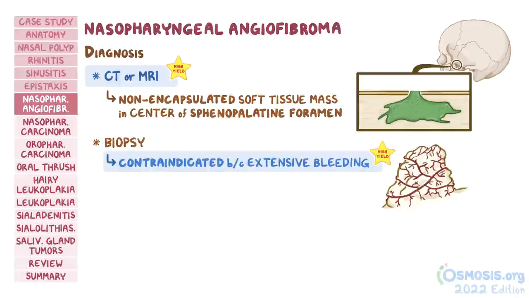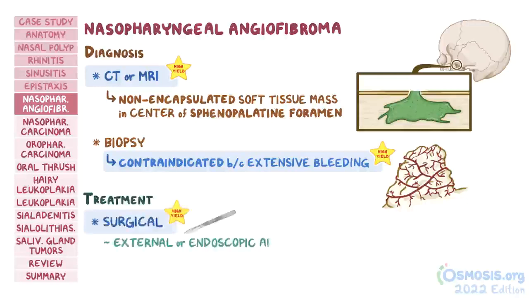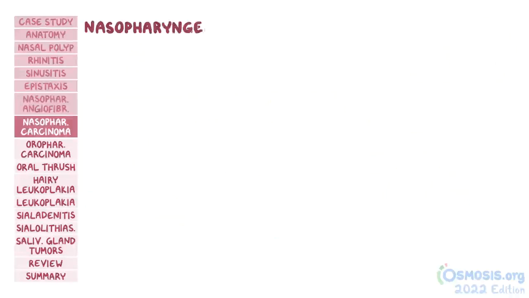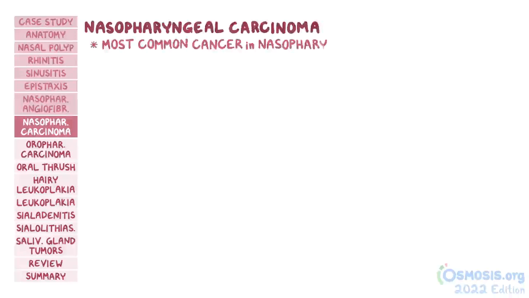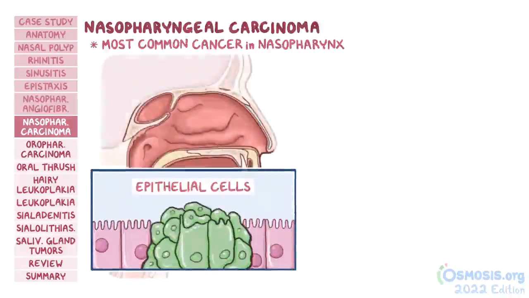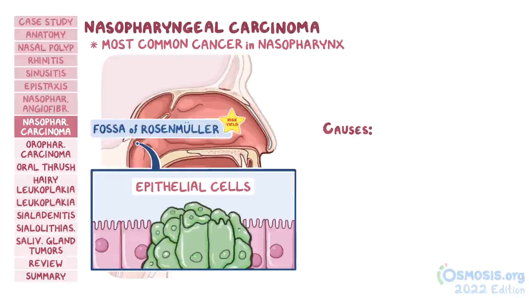On the other hand, the treatment is primarily surgical. The tumor is usually excised by external or endoscopic approach. Now, nasopharyngeal carcinoma is the most common cancer originating in the nasopharynx. You'll need to know that it originates in the epithelial cells lining the nasopharynx, and it's usually located in the fossa of Rosenmuller. Regarding causes, a high-yield fact to know is that it's often associated with Epstein-Barr virus infection.